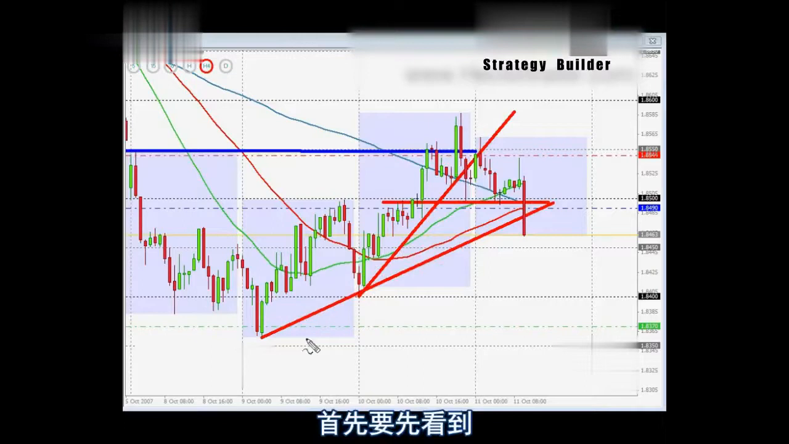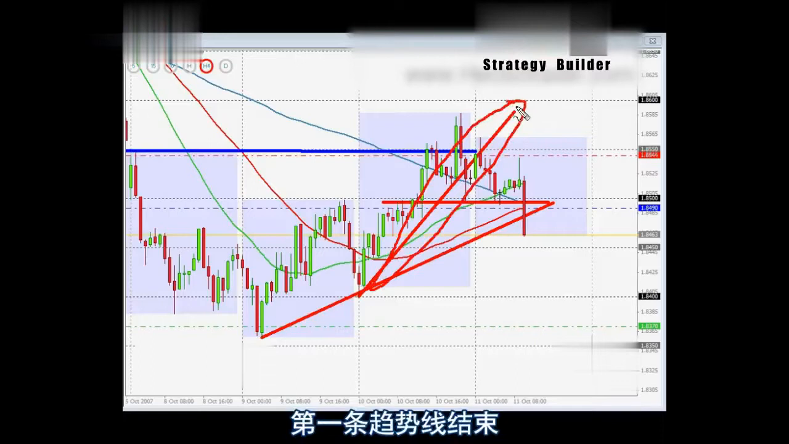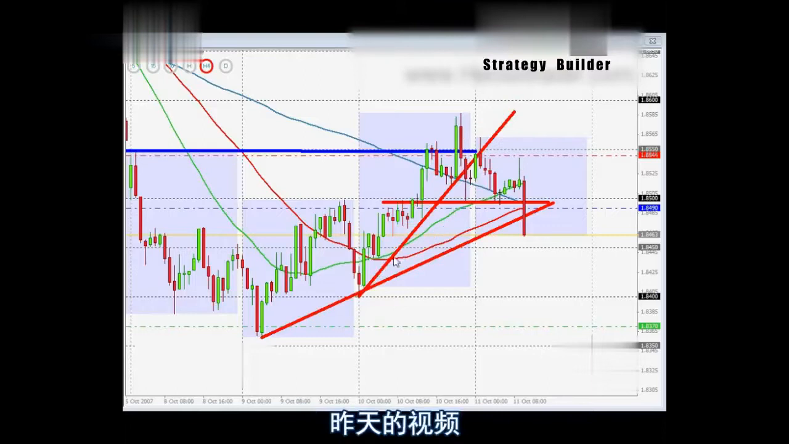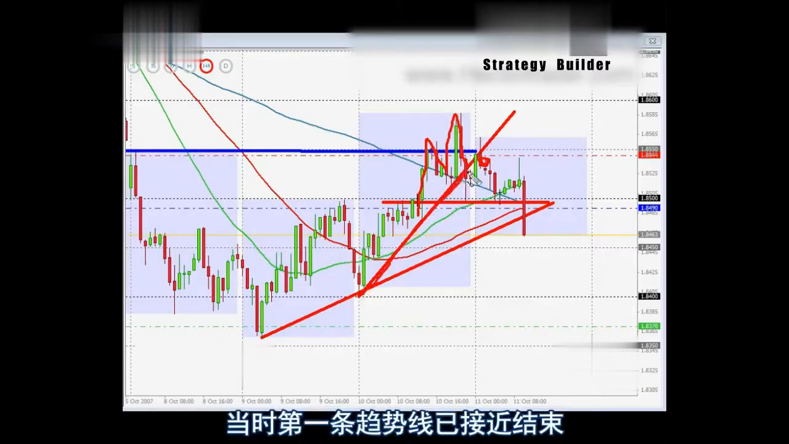First of all, I needed a retracement, the first trend line to give way. When I was recording yesterday's video, current market price was around there, so we were only having this formation, with the first trend line about to give way. That was where the chart was yesterday evening.